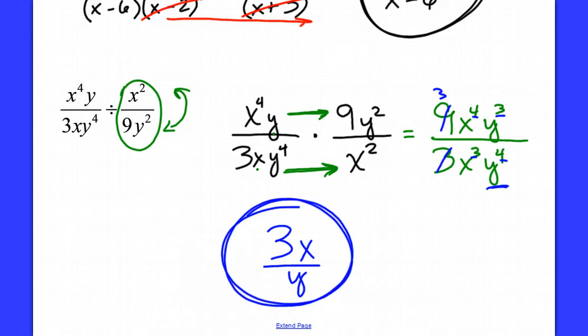as our simplified answer. And that's all it is to division. You basically do the same thing you would have done with multiplication, except you flip over your second fraction first, and then just multiply across. Of course, if we could have factored anything, we would have factored it there and simplified from that as well. So multiplication and division.